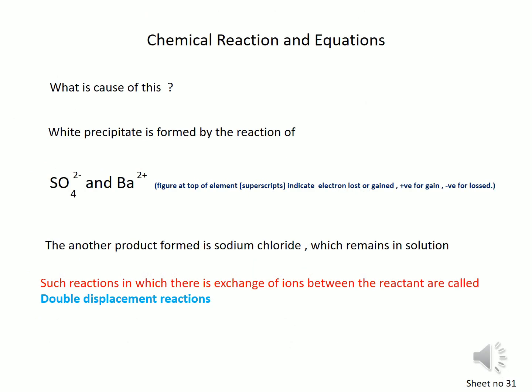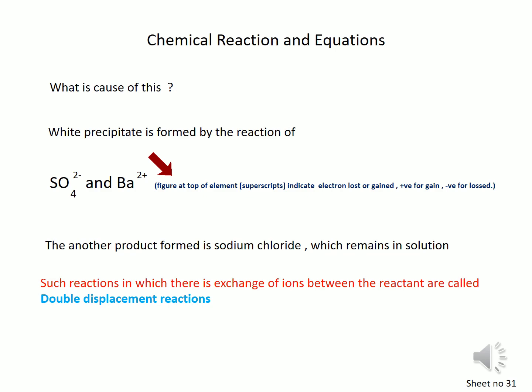Now let us see what exactly is happening when the white precipitate is formed during the reaction. You see this SO4 with 2 minus at the top, and barium Ba with 2 plus. What exactly do this plus 2 and minus 2 indicate? The figure at the top of the element is known as the superscript, which indicates the electrons lost or gained.